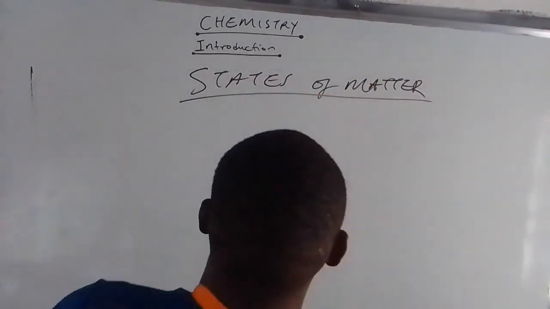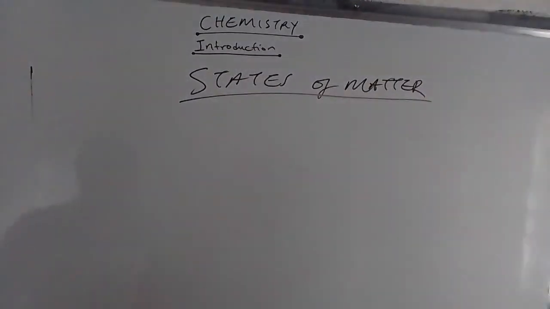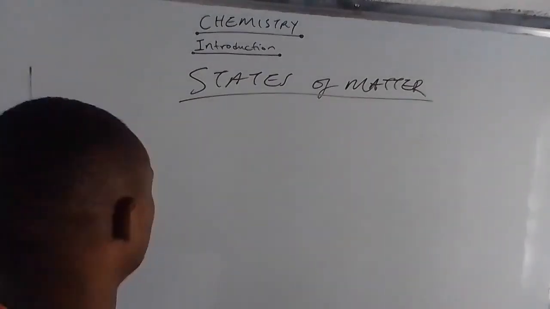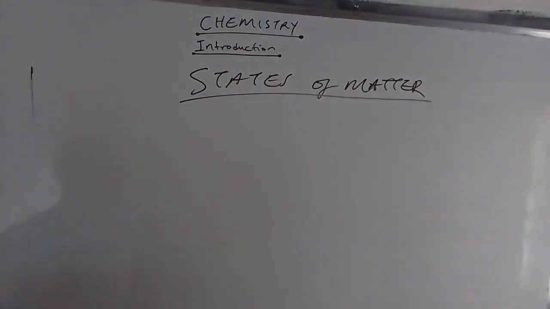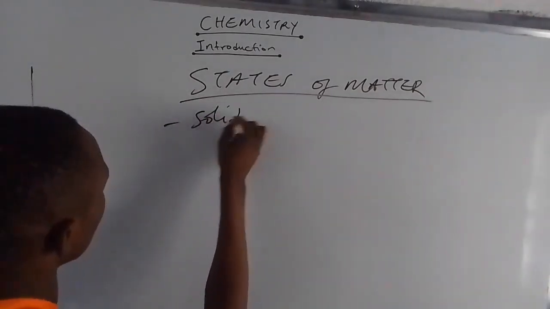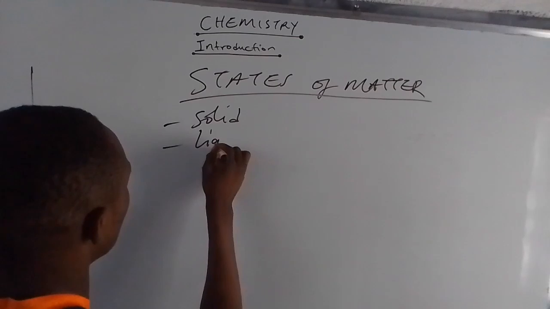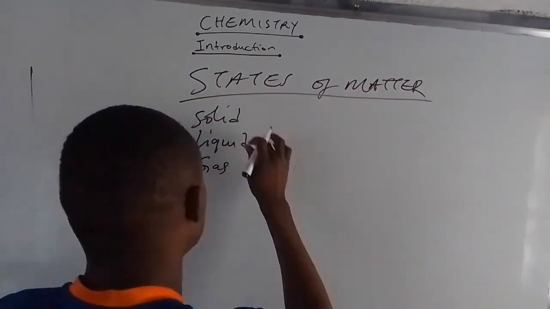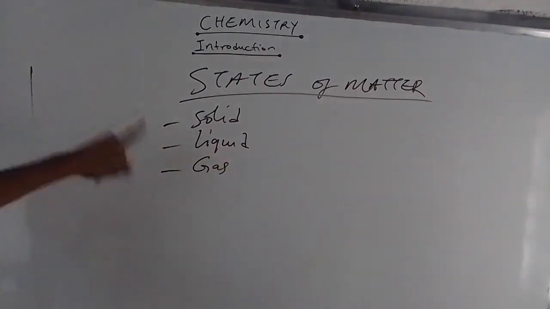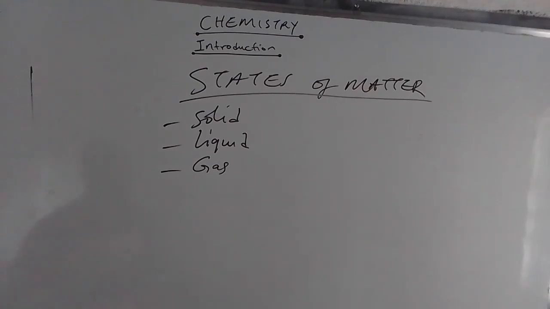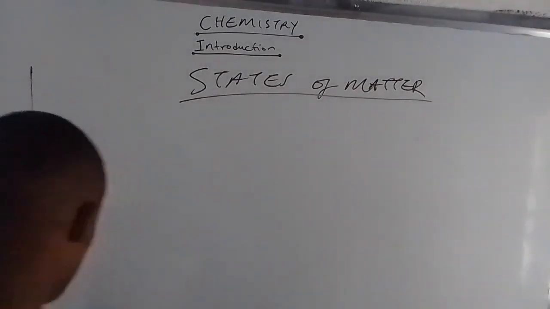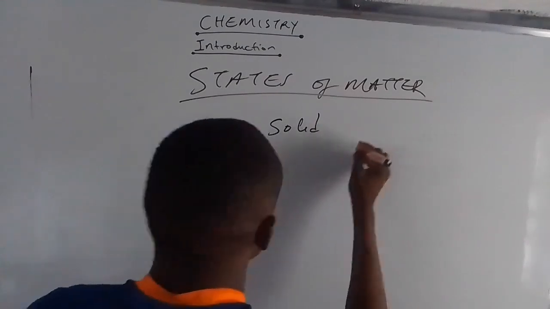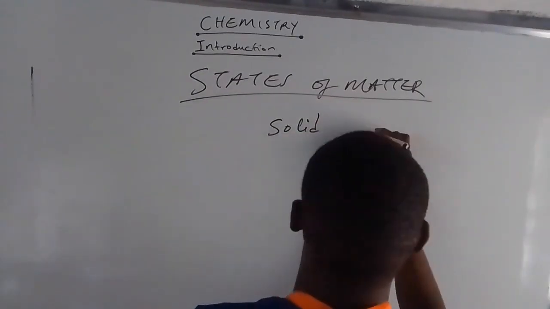So now, usually there are a number of states of matter, but in this video we are just going to concentrate much on solids, liquids, and gases. So solid, liquid, gas. These are the three states of matter that we are going to concentrate on in this video. To make things simple, I am going to make a table which will help us to remember these things.